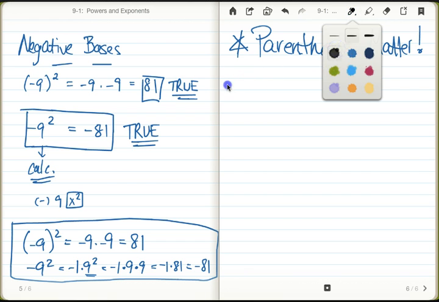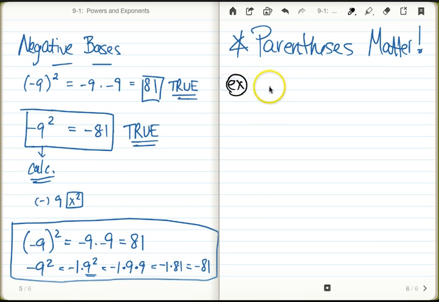Let's go ahead and practice writing different expressions using exponents. Writing with exponents.